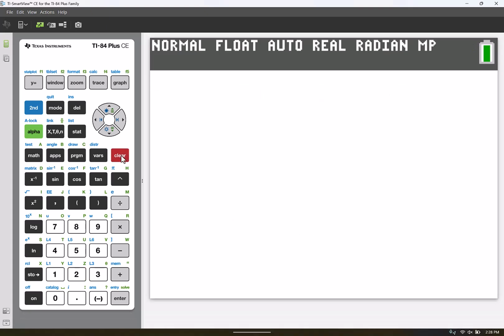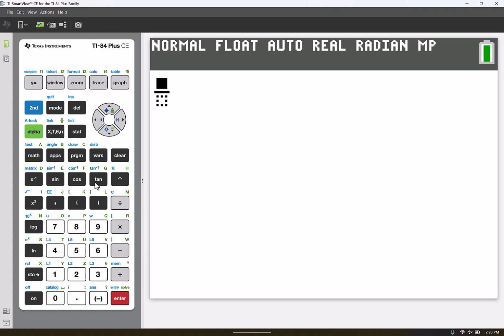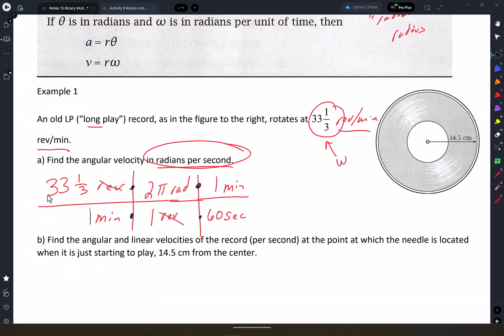So you're going to do it like this, always and always and always. Put a fraction in there. Push alpha, y equals, and then push enter. Does everyone have a fraction? Okay. Chab, I don't know how to answer that 33 1/3.